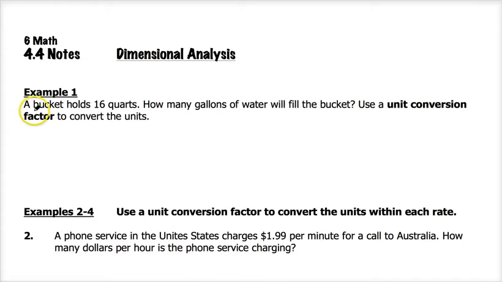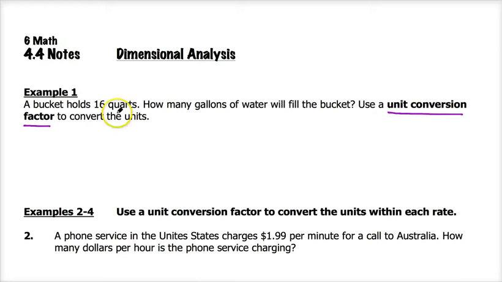Example 1 says a bucket holds 16 quarts, and the question asks how many gallons of water will fill the bucket. And so we're going to use what is called a unit conversion factor to convert from our given units quarts to the end units of gallons.